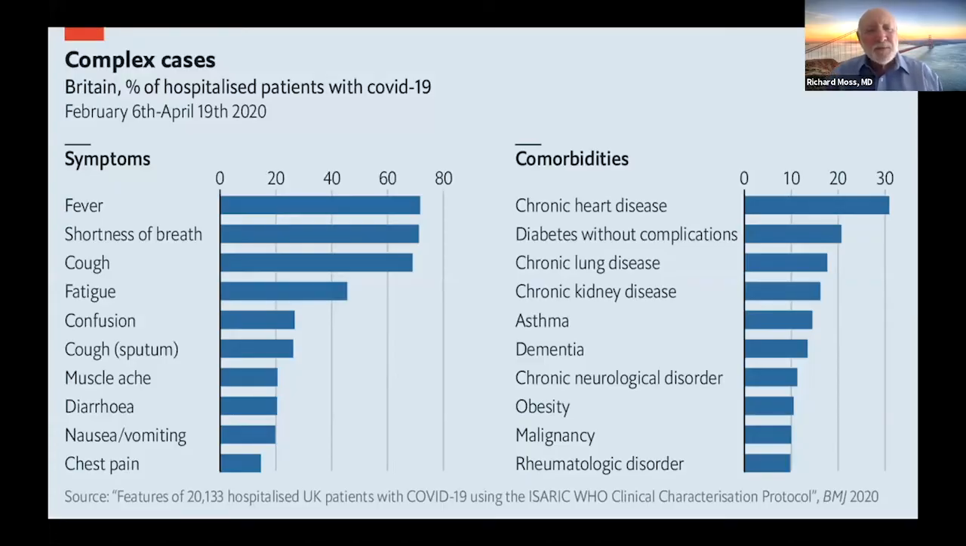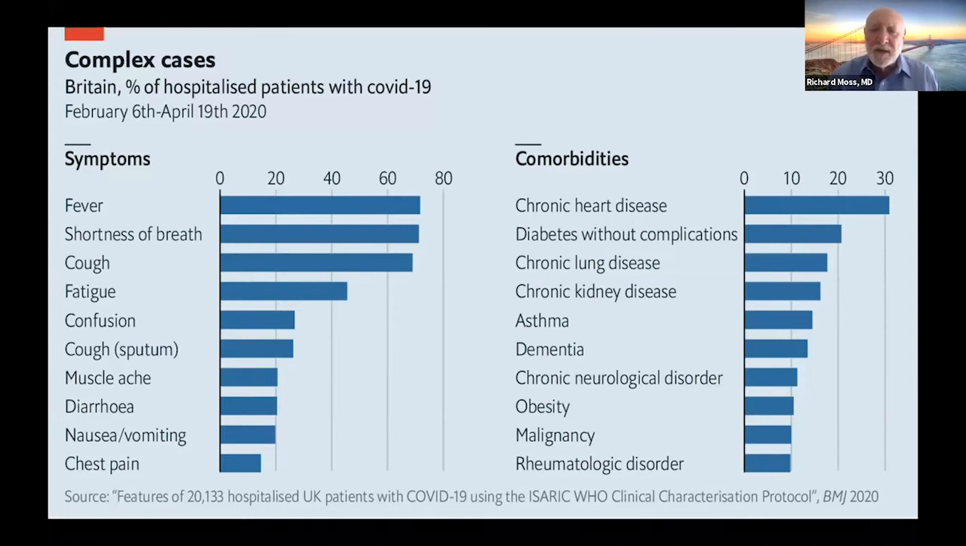What about the symptoms? On the left of this slide, you see the main symptoms. You're probably familiar with that: fever and respiratory symptoms like shortness of breath, cough, which is usually a dry cough, but can be a wet cough, fatigue, confusion, muscle aches and pains, diarrhea, nausea, vomiting, chest pain. These are some of the most common symptoms. I would add to this particular study, which didn't look at it, the loss of sense of smell and taste.